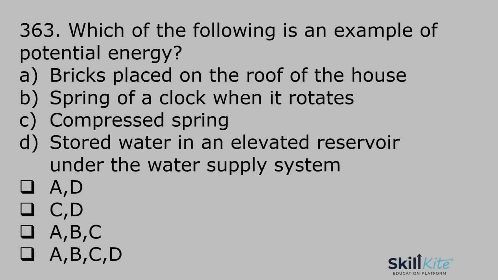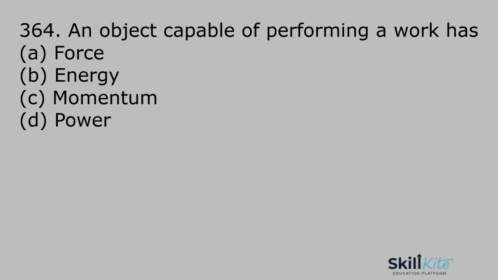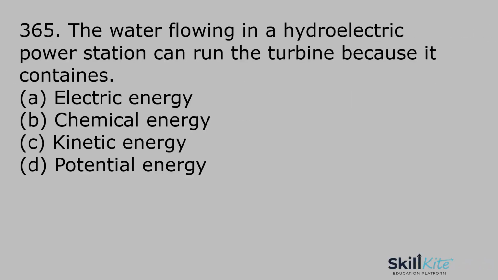So option D. Okay, A, B, C, D all are examples of the potential energy. An object capable of performing work has energy. The water flowing in a hydroelectric power station can run the turbine because it contains kinetic energy. The kinetic energy is the excess energy of a body due to its linear velocity or angular velocity or both.